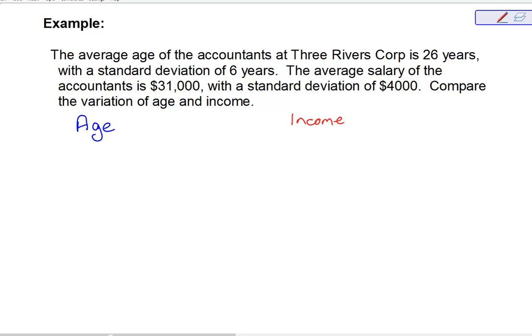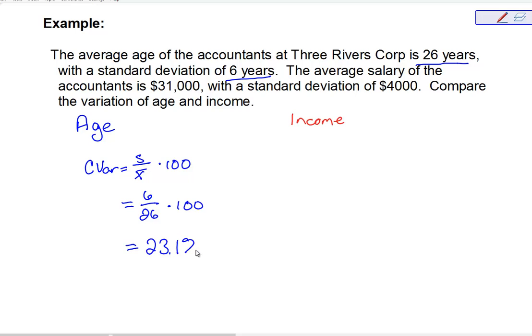Okay? So for the age, I have that the mean is 26 and the standard deviation is 6. Remember that this is S divided by X bar times 100. So I have 6 divided by 26 times 100. So for my age, I come out to 23.1% for my age.